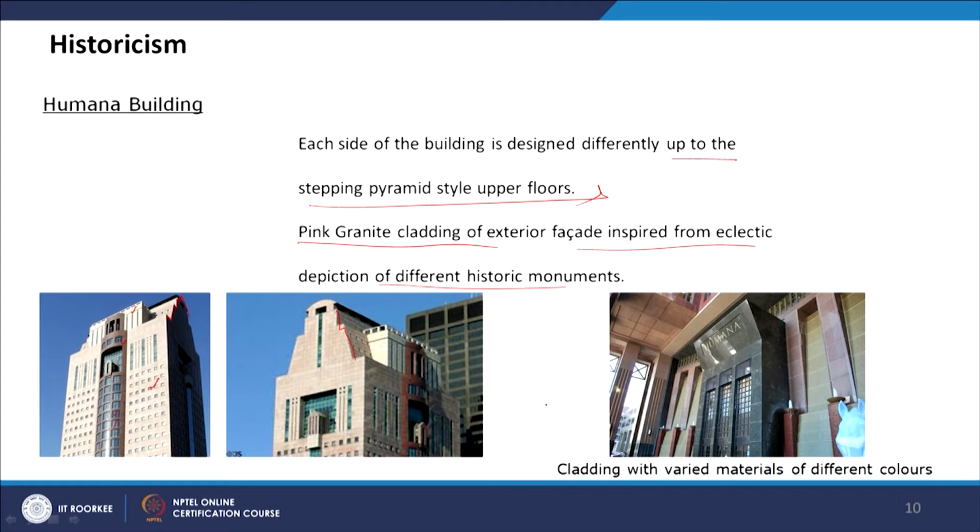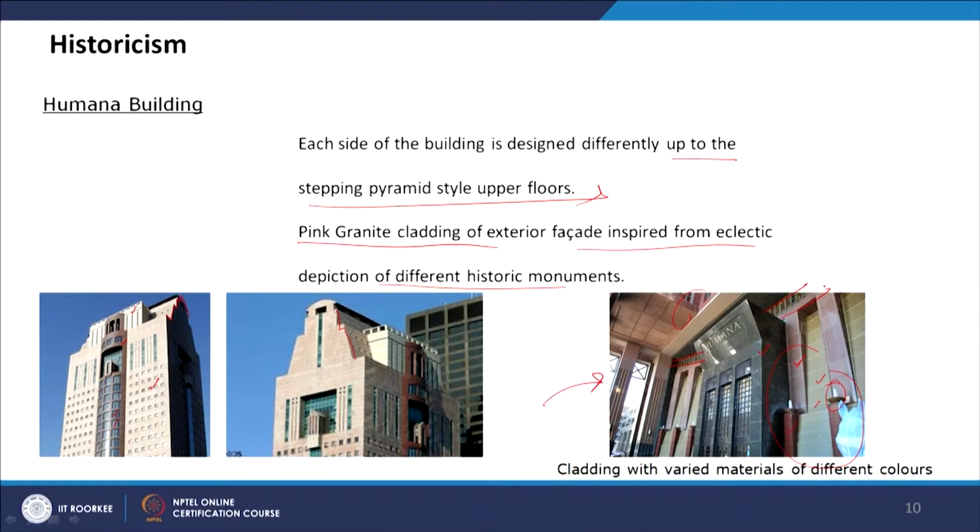cladding is used. And within the building also, if you look at the entrance foyer of the Humana Building, different colored stones are used. There's black, there are three different colors in this, and then fountains, and so there are a lot of design elements in a small space. So many design elements are added into this one particular interior space of the building.